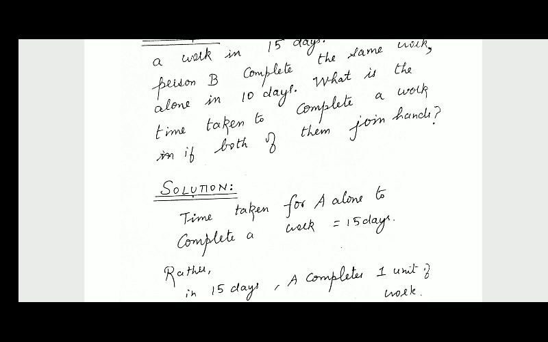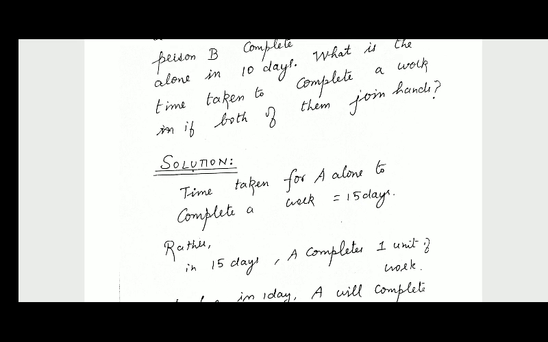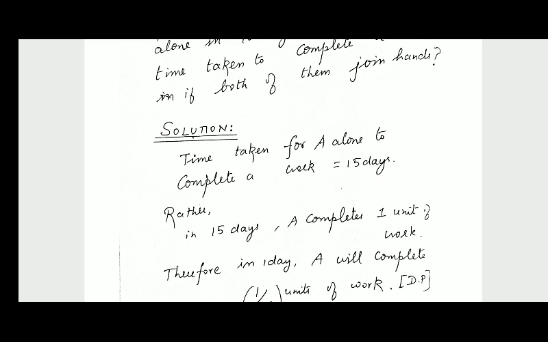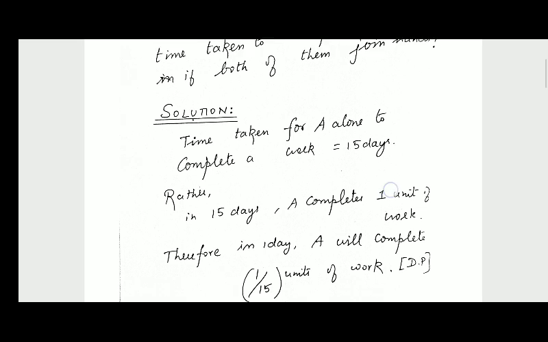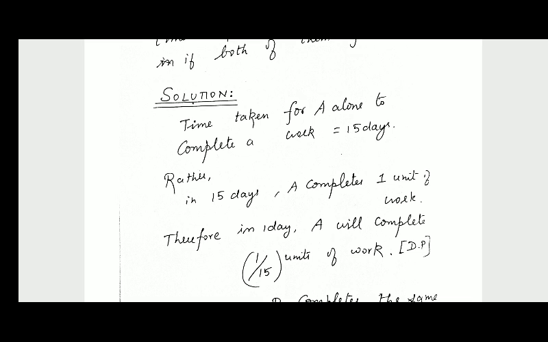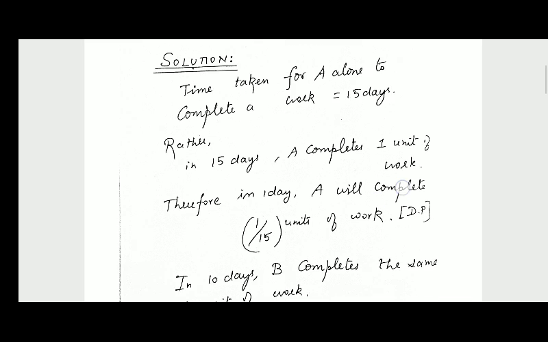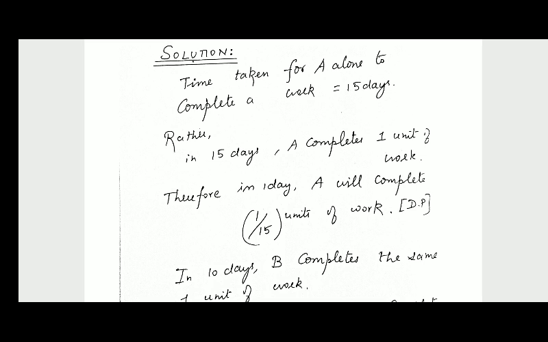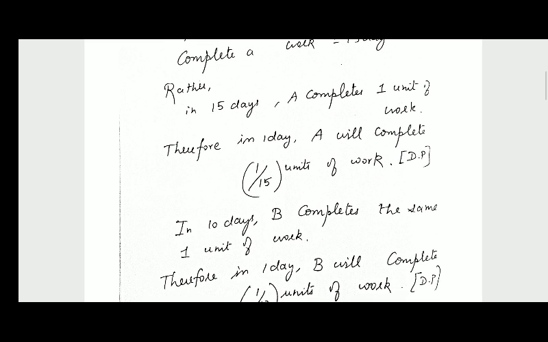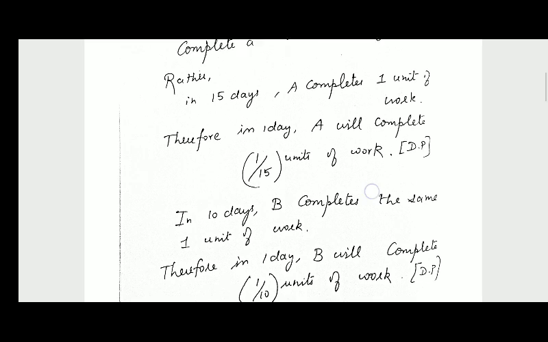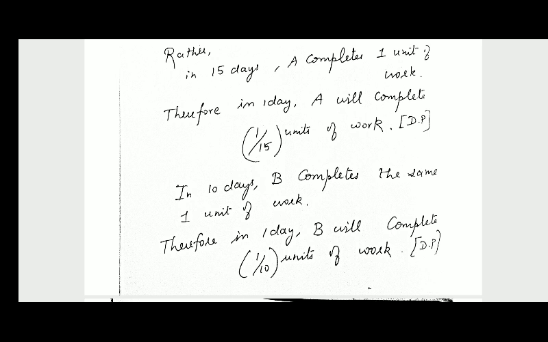Okay, let us approach this from a very conventional approach. Time taken for A alone to complete the work will be 15 days. So rather, in 15 days, A completes 1 unit of work. Therefore, in one day, A will complete 1 by 15th of a unit of work. This is as per normal application of direct proportion. In 10 days, B completes 1 unit of work, and obviously in one day B will complete 1/10 of a unit of the same work.